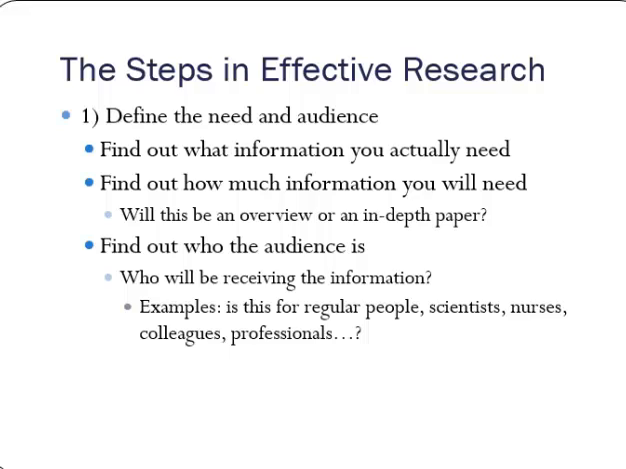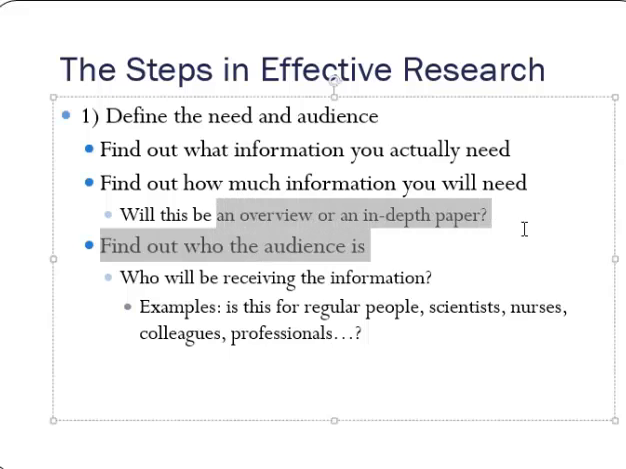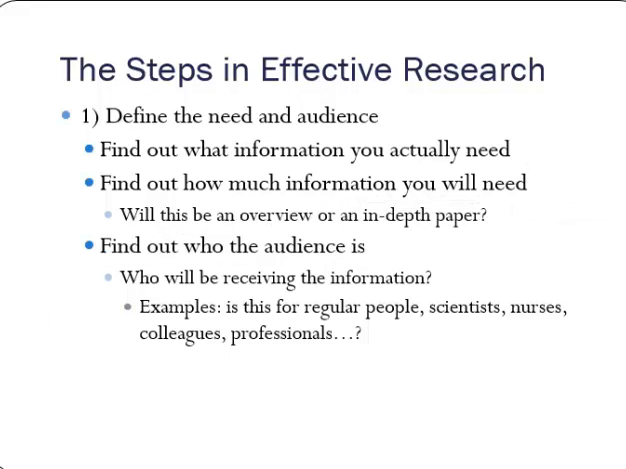First, let's discuss defining the needs and the audience. Find out what information you actually need. If you're looking for information on whether a particular medicine works, you may not necessarily need the chemical structure of the medicine or the history of how the medicine was developed. The information that you need will be much more narrow in terms of its interaction with a particular disease that you're trying to cure. How much information will you need? Do you only need an overview, or are you trying to write a term paper on it, in which case you're obviously going to need a lot more information?